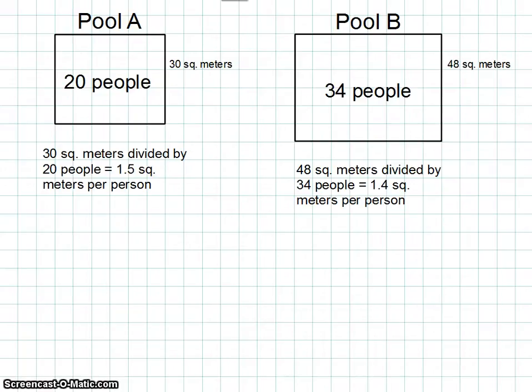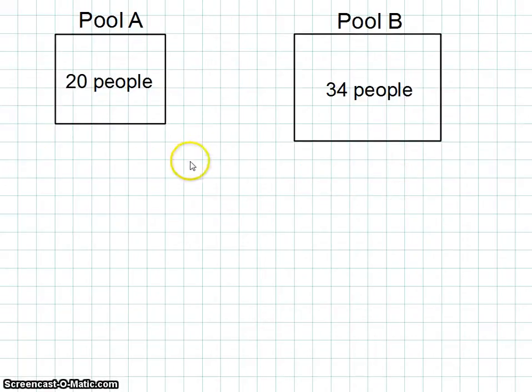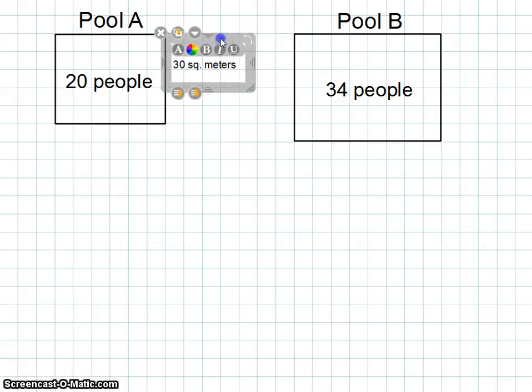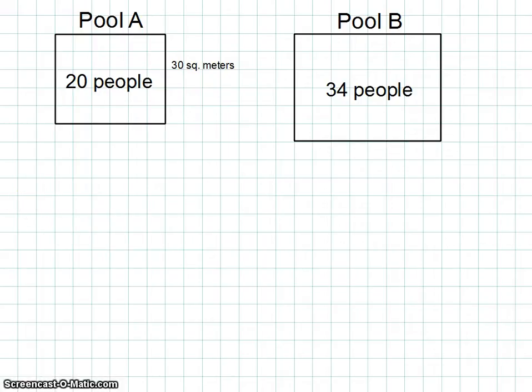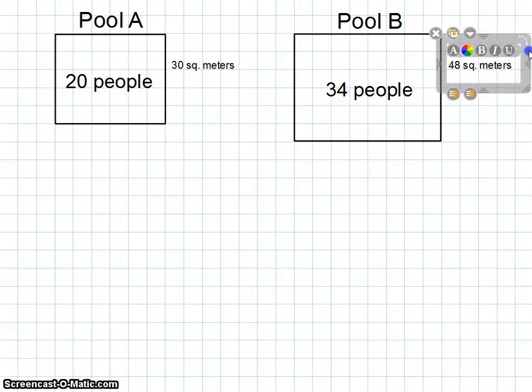I'm going to change the screen here. We're still using the same information, or data, about the two swimming pools. Pool A has 20 people, and we found out that the area of swimming pool A is 30 square meters, and the area of swimming pool B is 48 square meters.